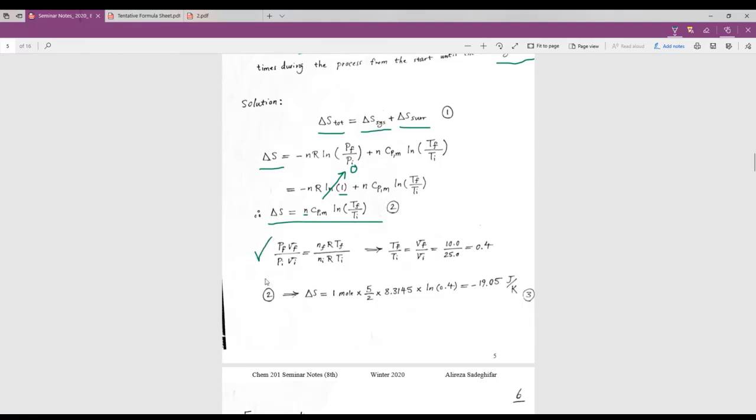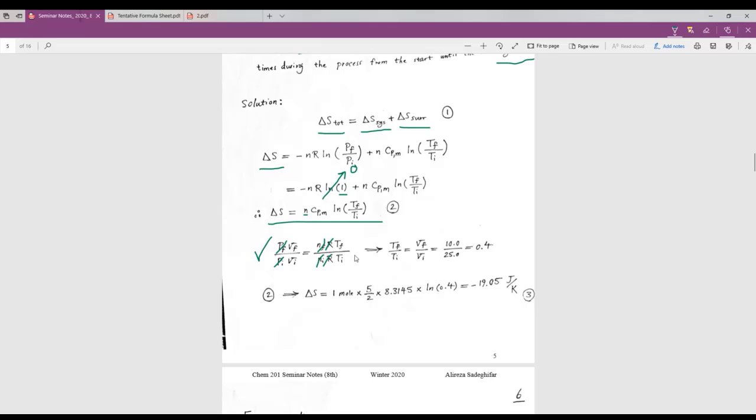Again, we can use this simple, awesome equation that we always use: P final V final over P initial V initial is n final R T final over n initial R T initial. So what happens here is that the number of moles doesn't change, so they cancel, R's cancel. P final, of course, is equal to P initial. So in isobaric processes, isochoric processes, isothermal processes, this equation actually helps a lot. And of course, when the system is closed, n initial is equal to n final.